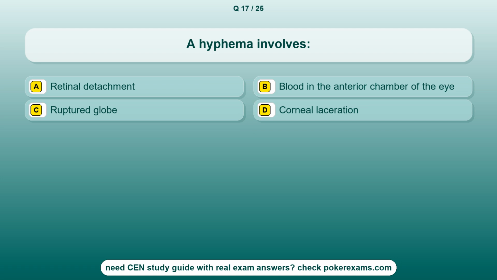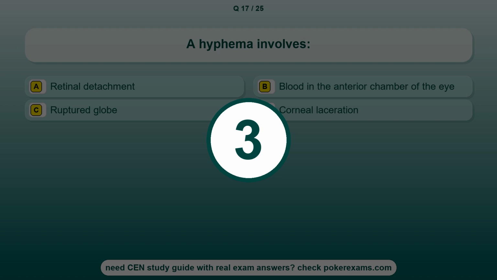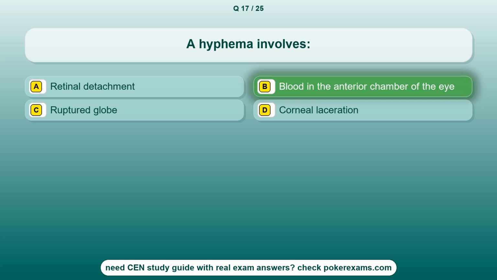Question 17. A hyphema involves Option A, retinal detachment. Option B, blood in the anterior chamber of the eye. Option C, ruptured globe. Option D, corneal laceration. The correct answer is option B, blood in the anterior chamber of the eye.